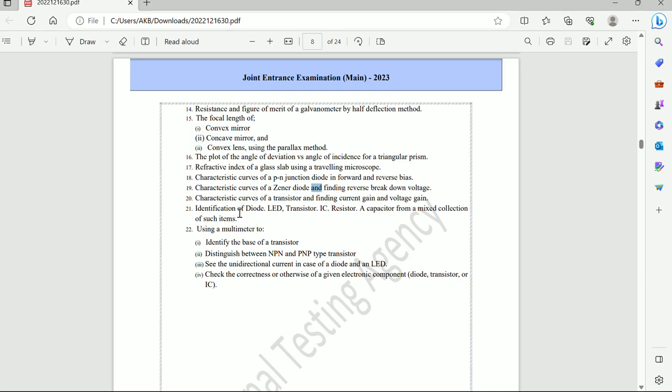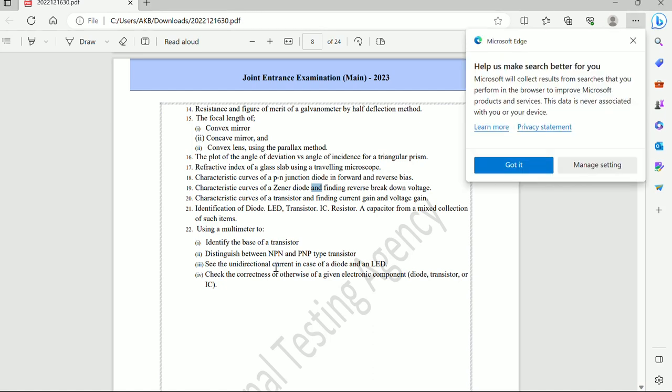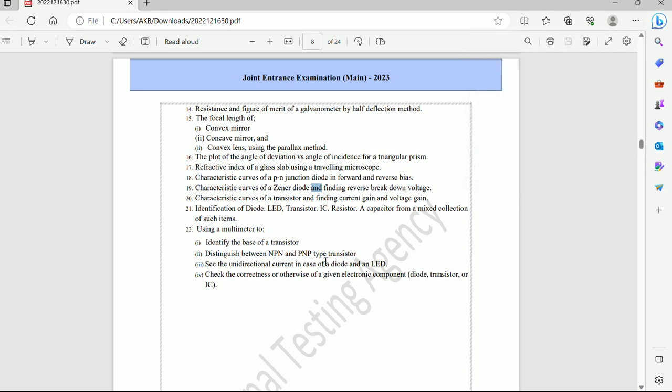Here diode, LED, transistor, IC, resistor, etc. We have to know how to identify these things. What is a capacitor from a mixed collection of such items, etc. These are very important topics. Please, you can read this syllabus here.